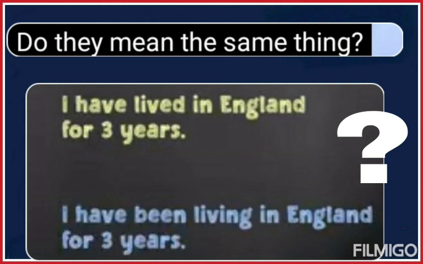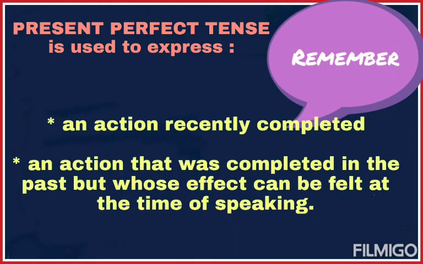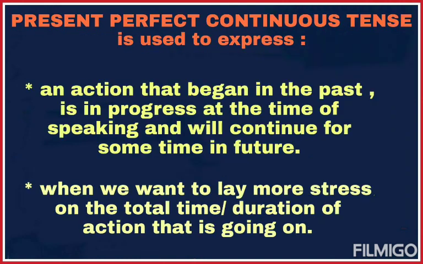So let's see what the differences are between present perfect and present perfect continuous tense. Always remember that present perfect tense is used to express an action recently completed and an action that was completed in the past but whose effect can be felt at the time of speaking. And present perfect continuous tense is used to express an action that began in the past, is in progress at the time of speaking, and will continue for some time in the future. And when we want to lay more stress on the total time or duration of the action that is going on.